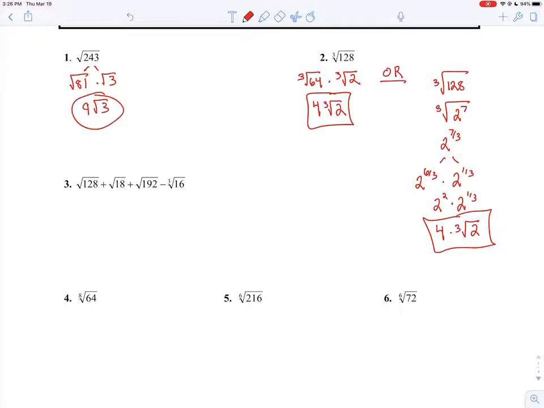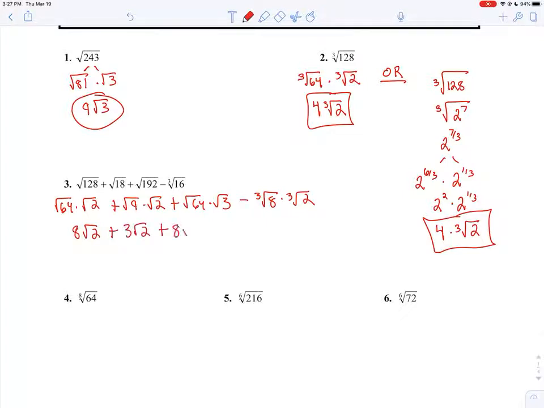All right. So now if you're checking your work, hopefully when we broke this all down, we said rad 64 times rad 2 for our first part, plus rad 9 times rad 2, plus rad 64 times rad 3, and then now we're in cube root, so minus it would be cube root of 8 times cube root of 2. Simplify all of this, and we've got what? We've got 8 rad 2 plus 3 rad 2 plus 8 rad 3 minus 2 times the cube root of 2. All right, now we need to combine some like terms.